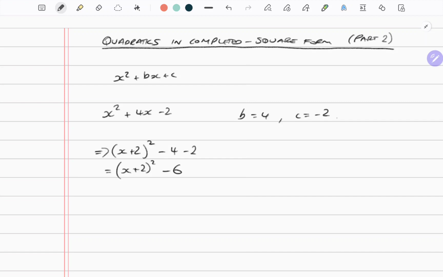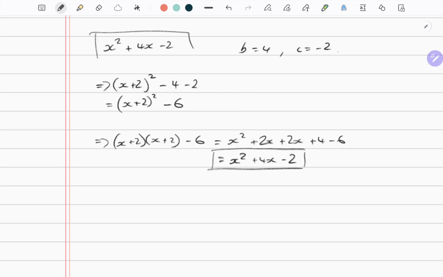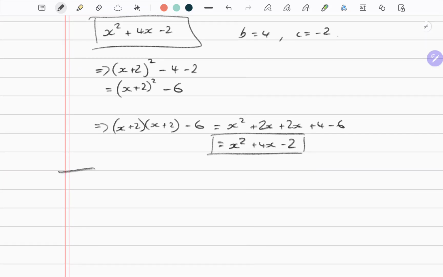So we can test this out a little bit, and we can have these brackets expanded, x plus 2 squared minus 6. So let's fold this out. We're left with x squared plus 2x plus another 2x plus 4 minus 6. Again, let's tidy this up. So we have x squared plus 4x minus 2. So we are left with what we started with. There we go. Right, let's try another example.